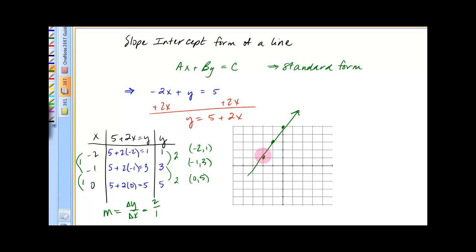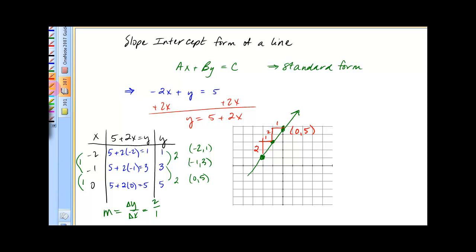Now, if I wanted to look at my points on this line and I wanted to count the slope, you can see that the slope here is the rise over the run, isn't it? I'm going to rise 2 and run 1, just like we said here that the slope was 2 over 1. Now, where is my line crossing the y-axis? It's crossing at 0, 5.